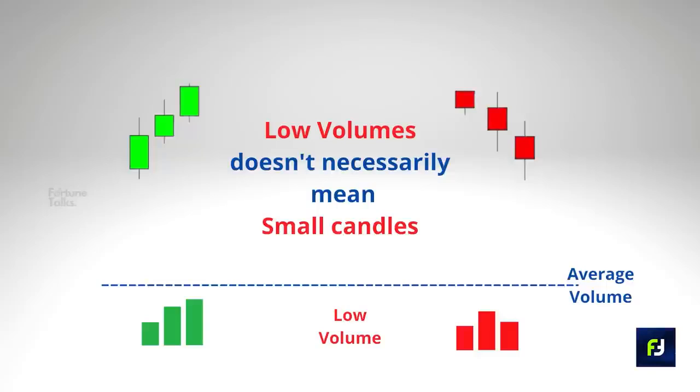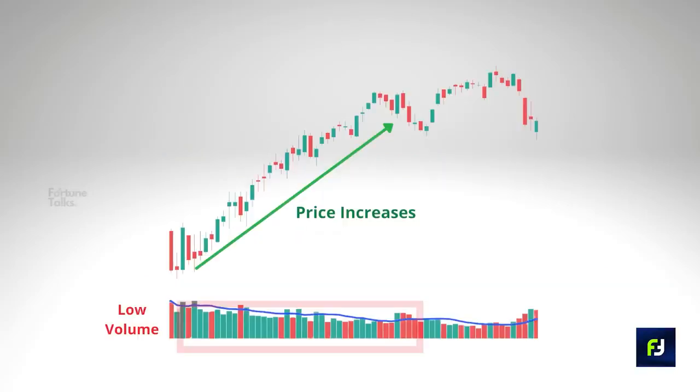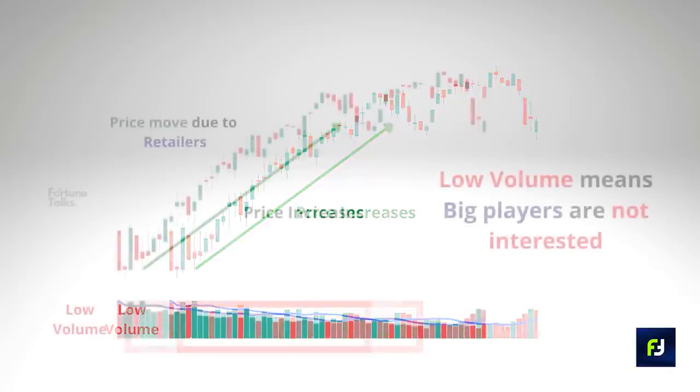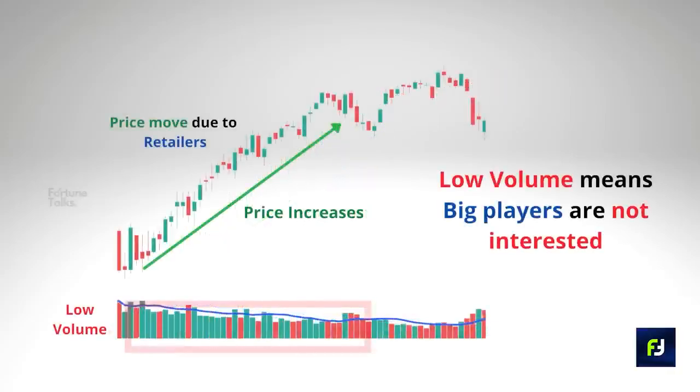But there is still a possibility of buying or selling interest where the orders can be placed at higher or lower prices by the buyers or sellers respectively. Then there is a definite chance that the prices can do something. But on the downside, the big players are not interested in this particular stock, and it leads us to the conclusion that the price move was supported by retail traders, which is actually evident from the lower volumes.